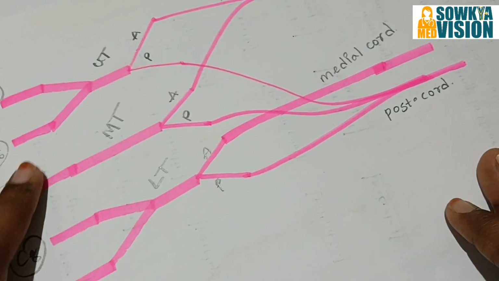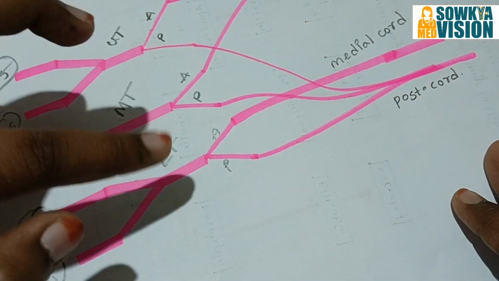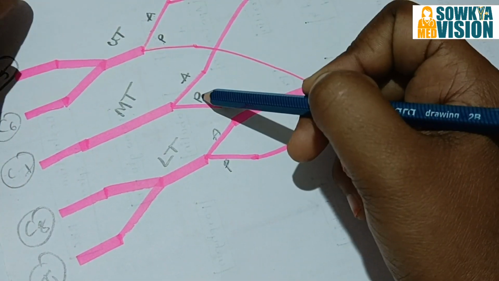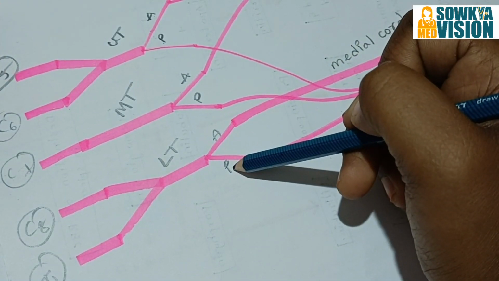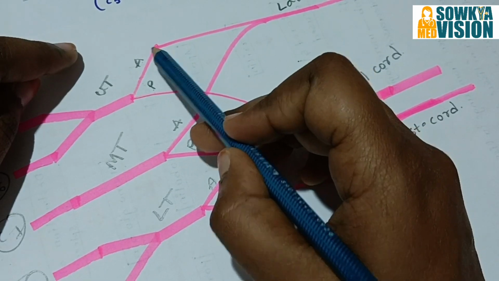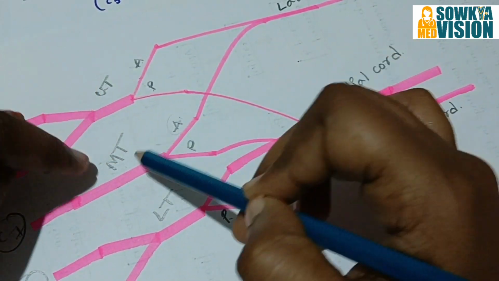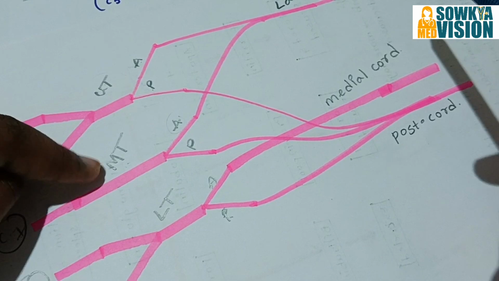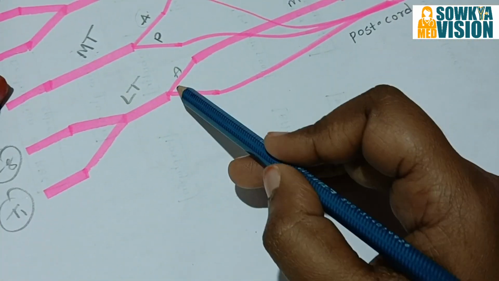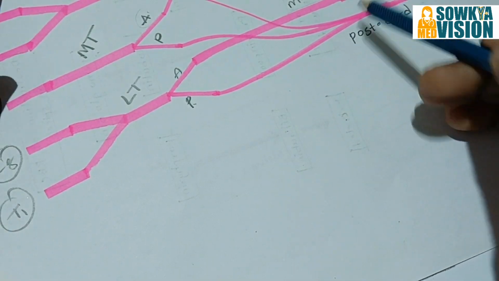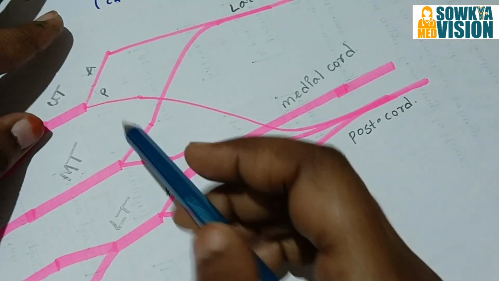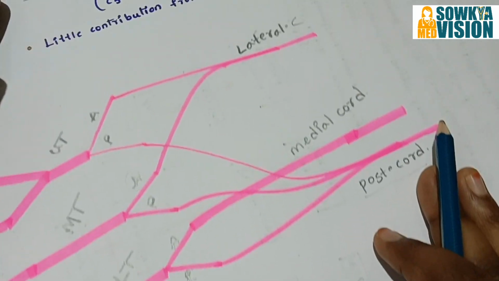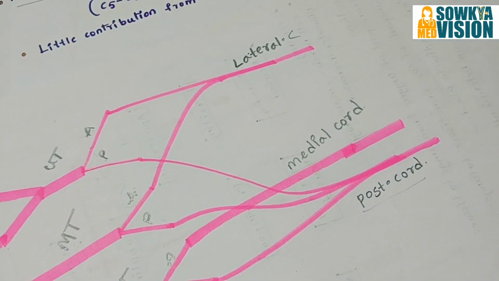Yes, once again let me tell you, upper trunk, middle trunk and lower trunk. Each has an anterior and posterior division. So the anterior division of upper trunk and the anterior division of middle trunk are going to form lateral cord. Yes, now the anterior division of lower trunk is going to form medial cord. Now all posterior divisions together form posterior cord. Yes, now let's see the branches of these cords.